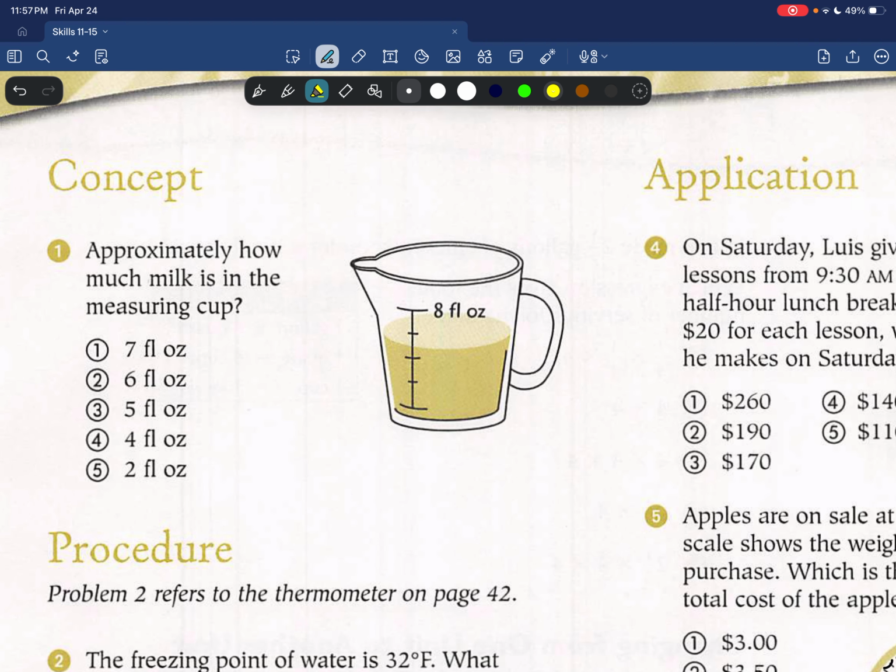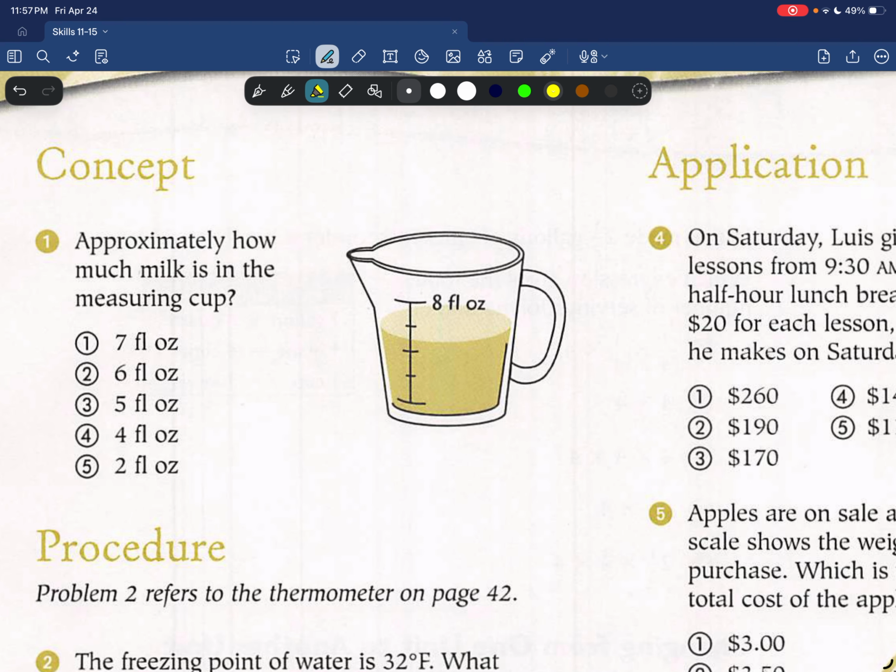Here is a concept. Approximately how much milk is in the measuring cup? To understand this one, you have to understand this scale. Let's mark it off here. We know that that is 8 fluid ounces. So let's count the intervals between. You have 1, 2, 3, 4. 8 divided by 4 means that each of these is 2.